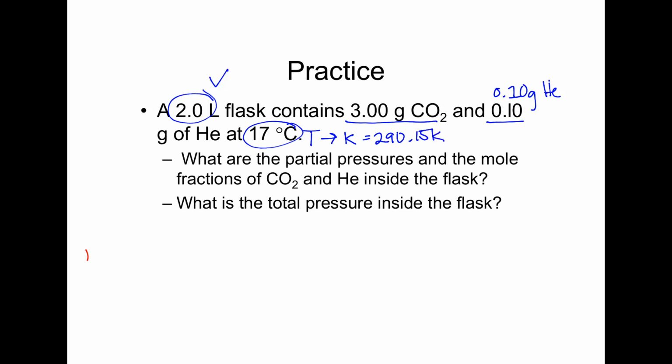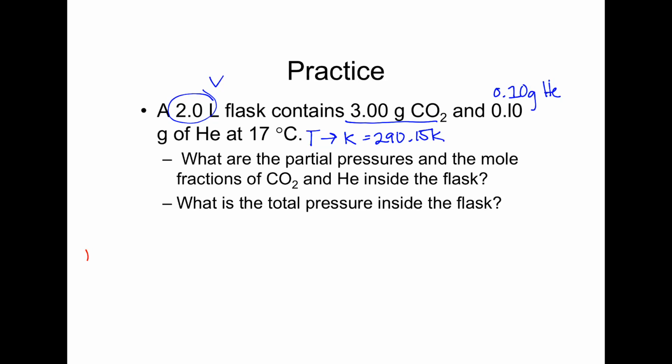Okay, let's look at the problem. It says, what are the partial pressures? So we want to find the pressure of carbon dioxide, and we want to find the pressure of helium, and the mole fractions of each one inside the flask. And then we're going to use that information to find the total pressure.